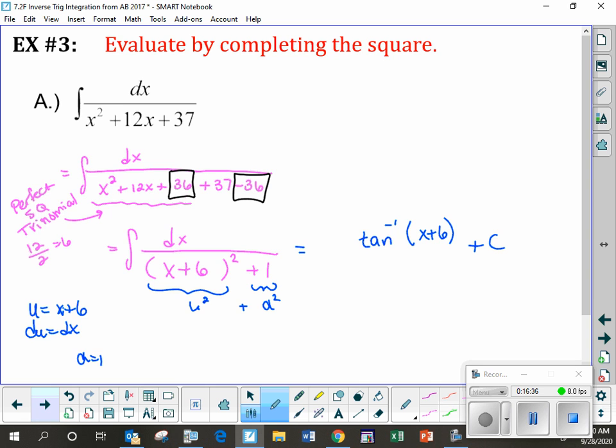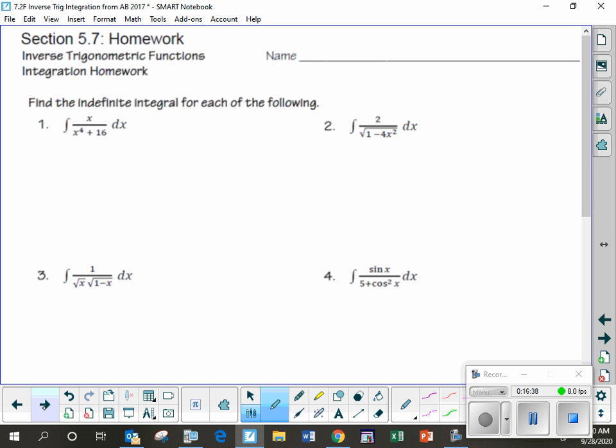Very cool. That leaves you with the homework that looks like this. You should have a worksheet in your packet. Have a good day.